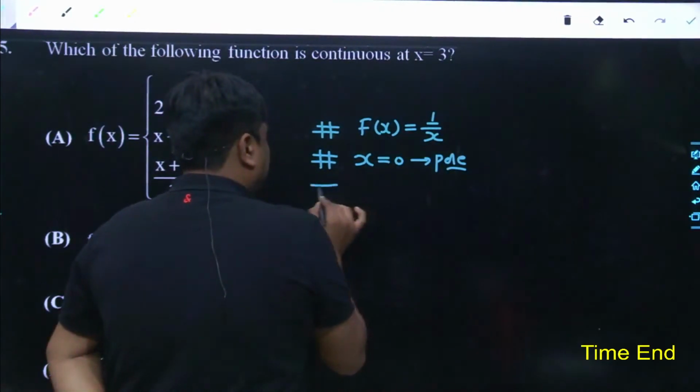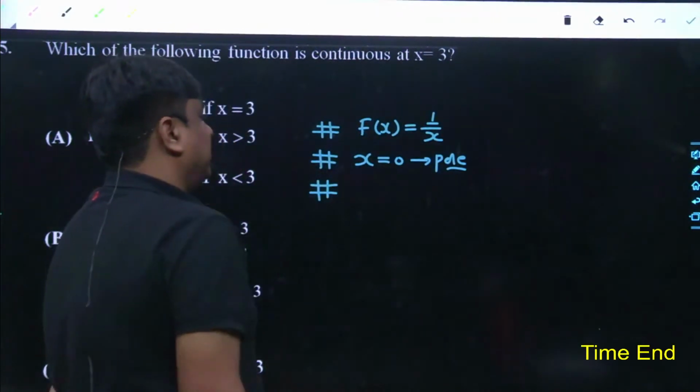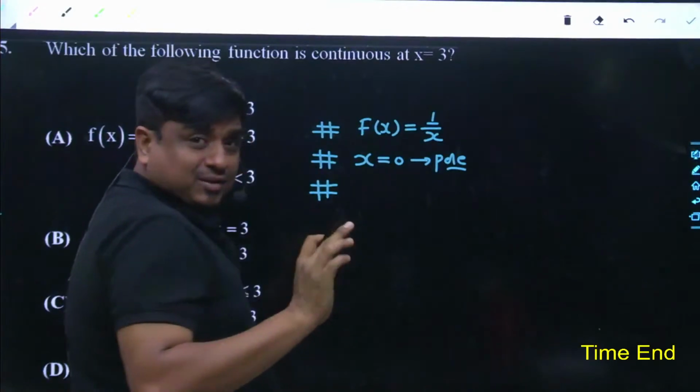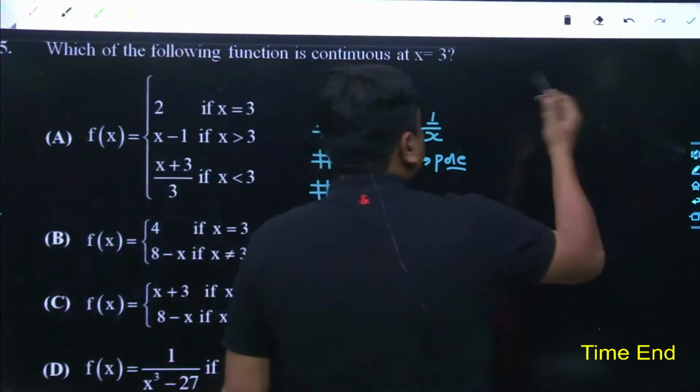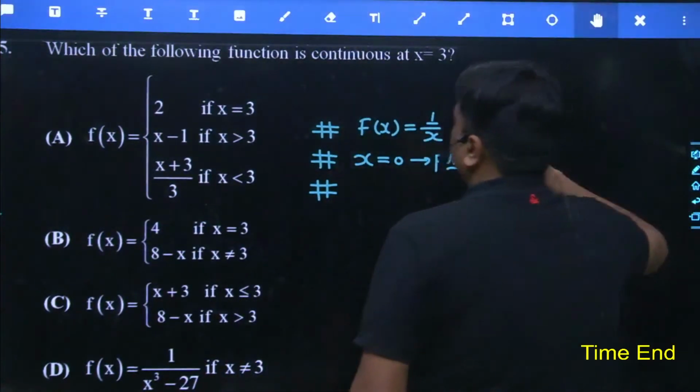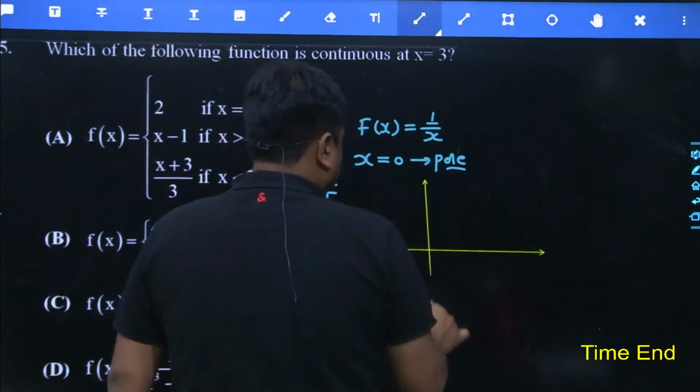So it was communicated earlier. So 1 upon x is going to be discontinuous at its pole, or I should say 1 upon x is going to be discontinuous at x equals 0. For that, what I would do, I would take an xy plane. The x-axis and y-axis have been drawn over here. Here comes the x-axis, here comes the y-axis.